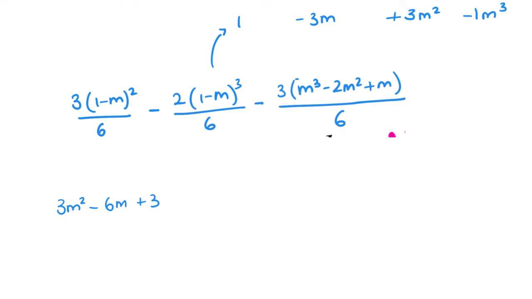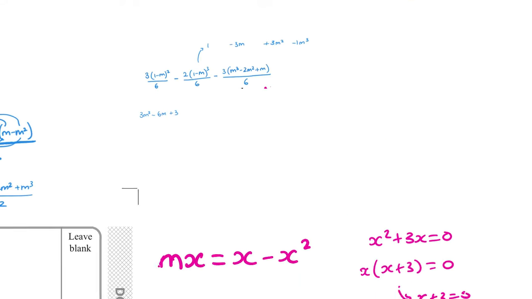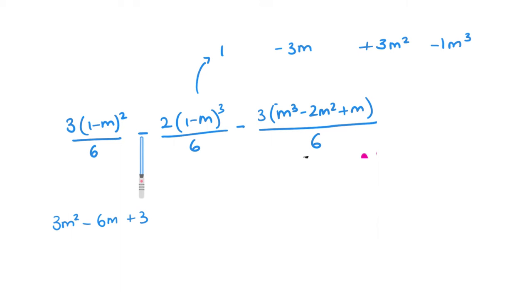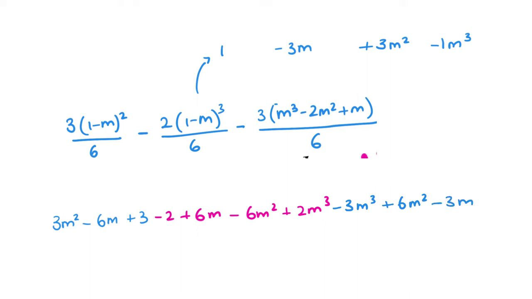And then we're going to multiply all that by negative 2. So if I multiply all this by negative 2, I'm going to get negative 2 plus 6m minus 6m squared plus 2m cubed. Okay, and then the last one, remember these negatives, okay? Minus 3m cubed plus 6m squared minus 3m. Okay, and the whole thing is over 6.